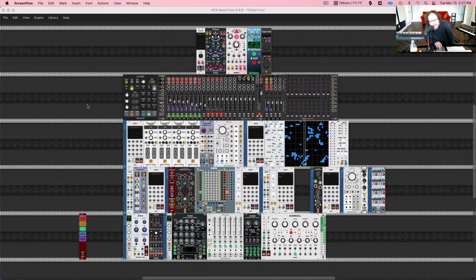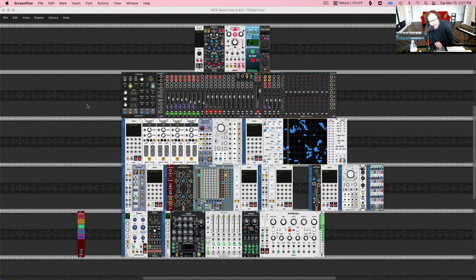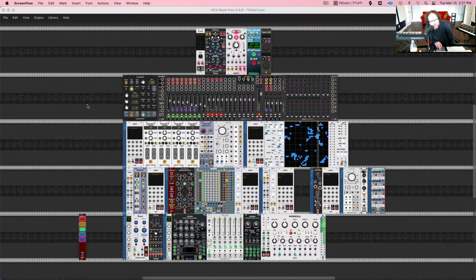This is a concept patch he was working on, like an ambient patch. So I kind of took the idea that he was using and turned it into my own. So this was very inspired by him. So let me kind of go over what I'm doing.